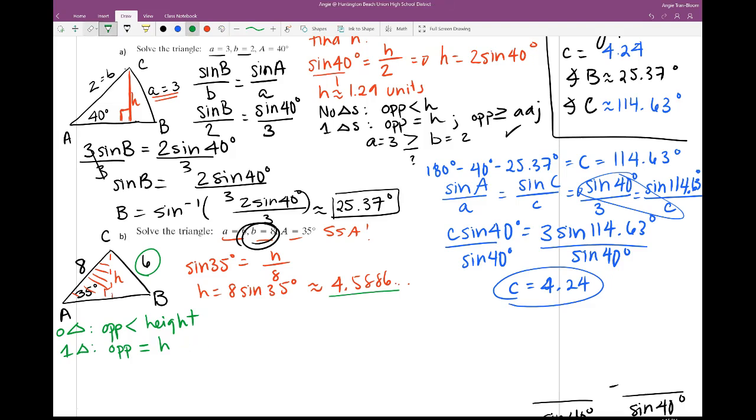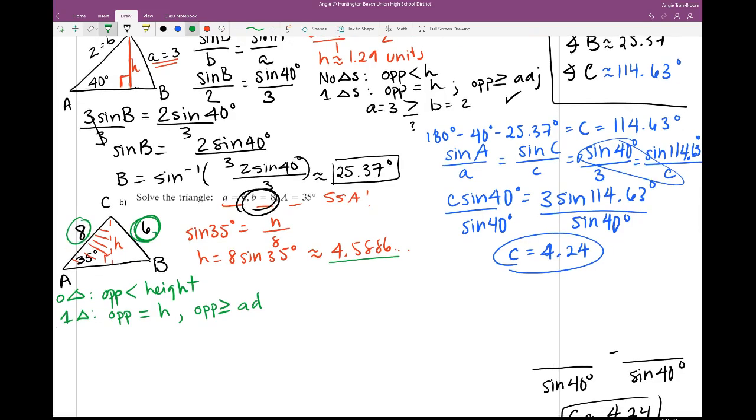Okay, so let's move on to the next one. Is the opposite greater than or equal to the adjacent? Opposite is 6, adjacent is 8. Not true either.